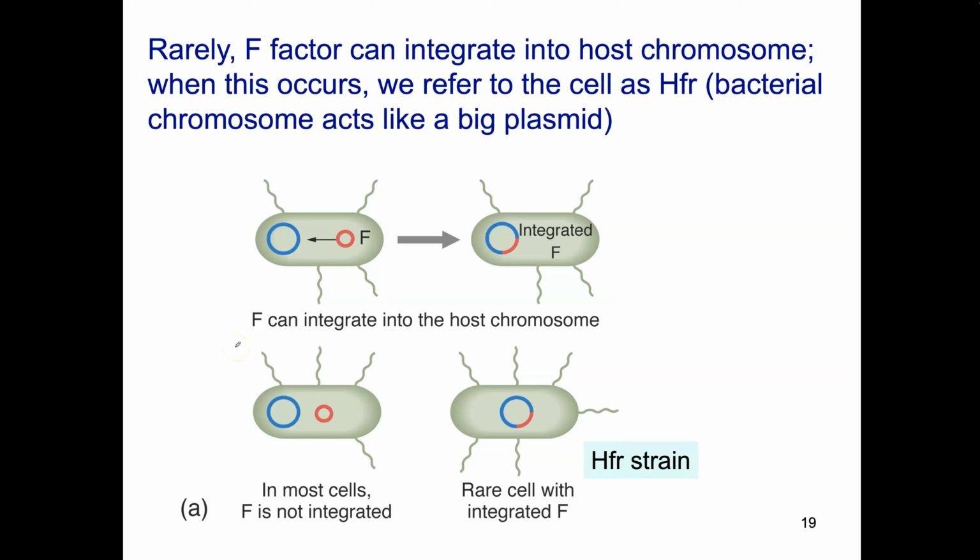There are some sequences around the bacterial chromosome, and the F factor has a set of these as well. And it means that sometimes there can be crossover between the plasmid and the bacterial chromosome, and that will cause it to integrate into the bacterial chromosome.